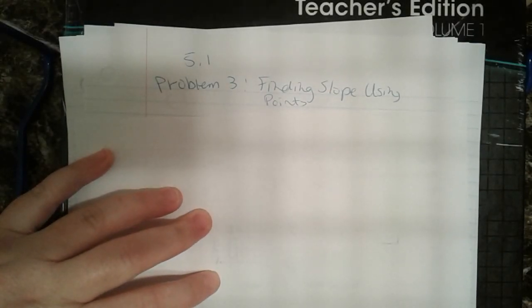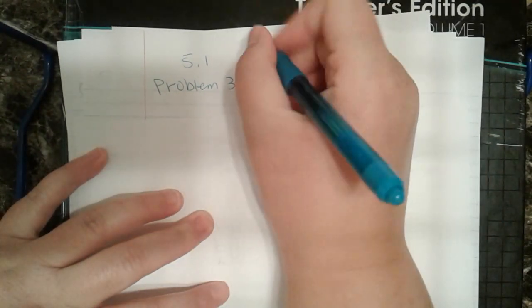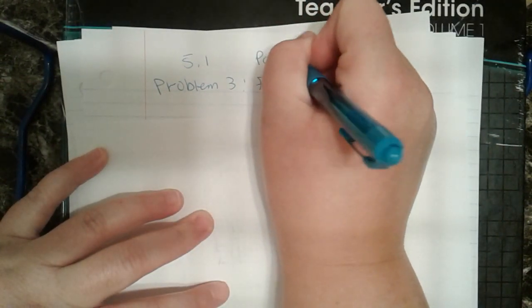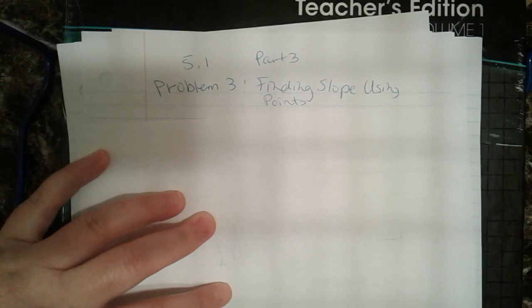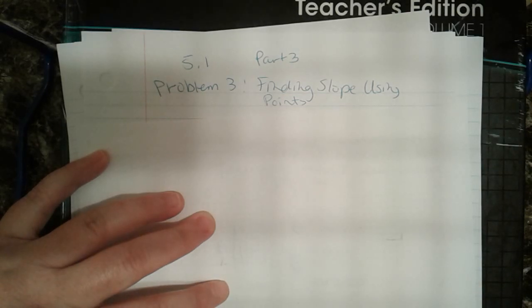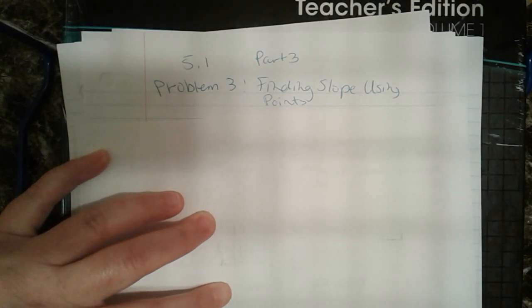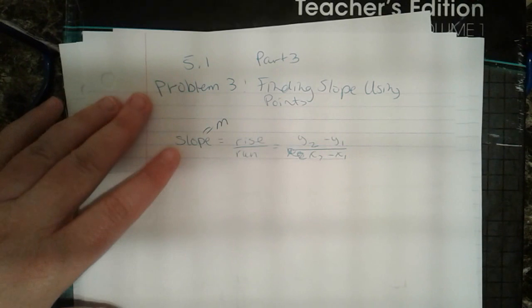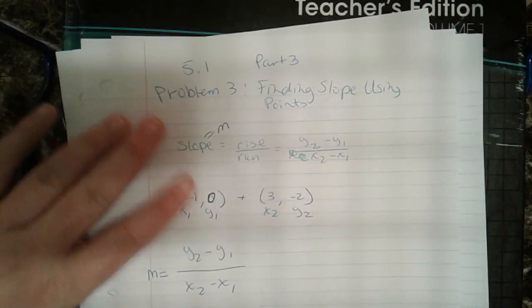This is 5.1. This is going to be part 3 of your guys' video. Our problem 3 is finding slope using points. So last video you guys learned how to do it from a graph, and that was using the triangle method. This one, we don't have a graph.